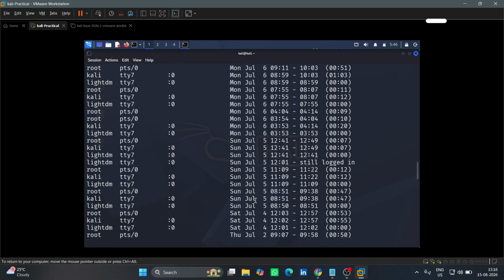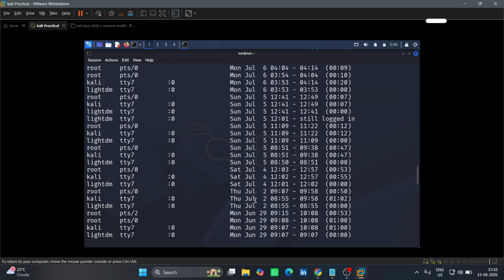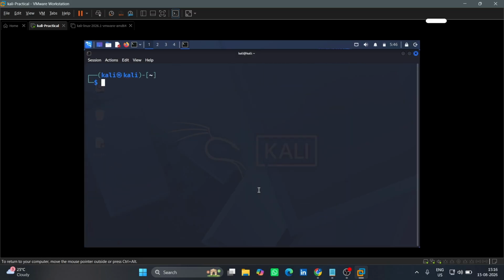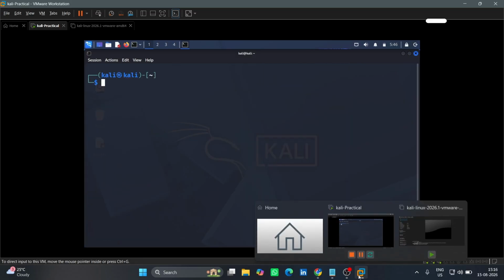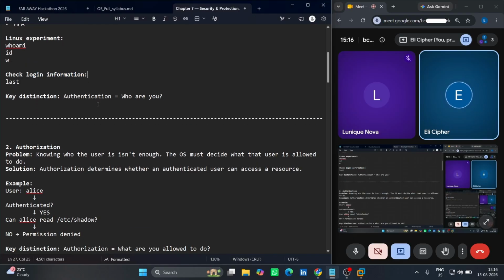Just wait. This is too long. Okay, better. We do not need all this information right now, but I will just show you that. You can run the last command to know the login information. Okay, so is authentication clear to you, Unique?